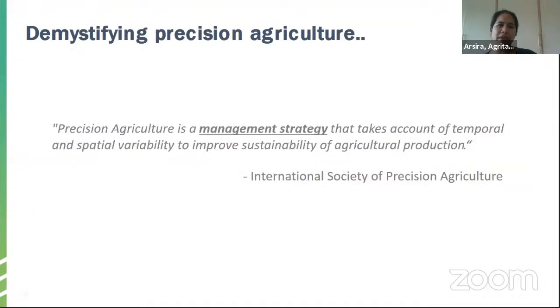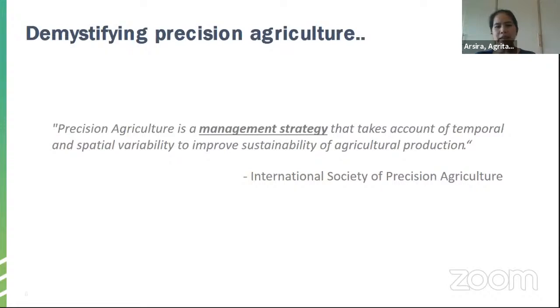Now, one thing that I want to demystify is the word precision agriculture. The official definition is that precision agriculture is a management strategy that takes into account all kinds of data across time and space to improve the sustainability of agricultural production.